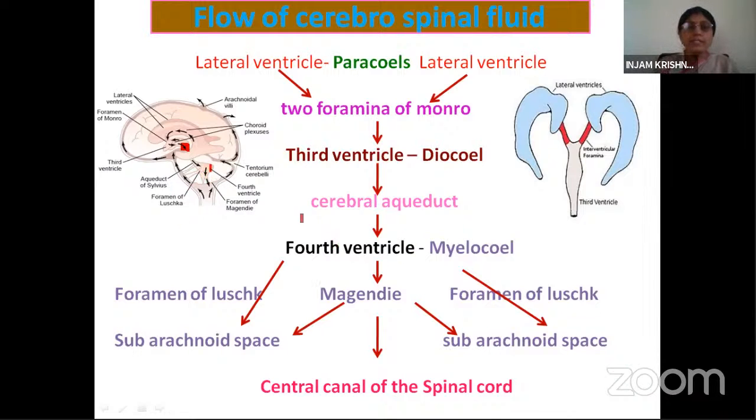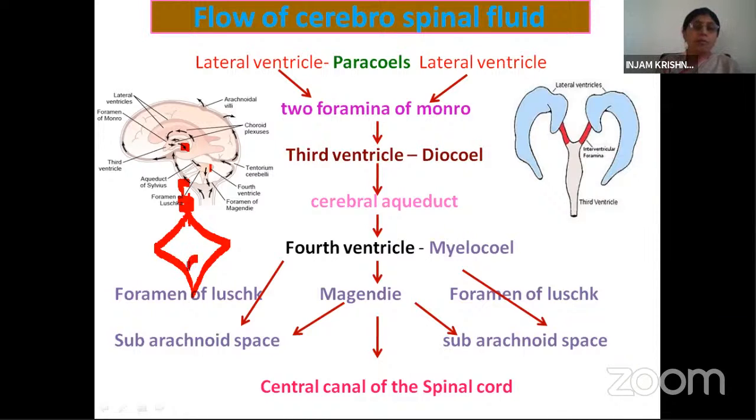From the fourth, where does it go? From the fourth, it enters into the subarachnoid space. So now it was produced in the brain, and now it is entering the outside of the brain through the fourth ventricle. If you draw like this, it is the fourth ventricle. So here the third ventricle is there. The cerebral aqueduct opens, and it is the third ventricle. From the third ventricle to the cerebral aqueduct to the fourth ventricle.